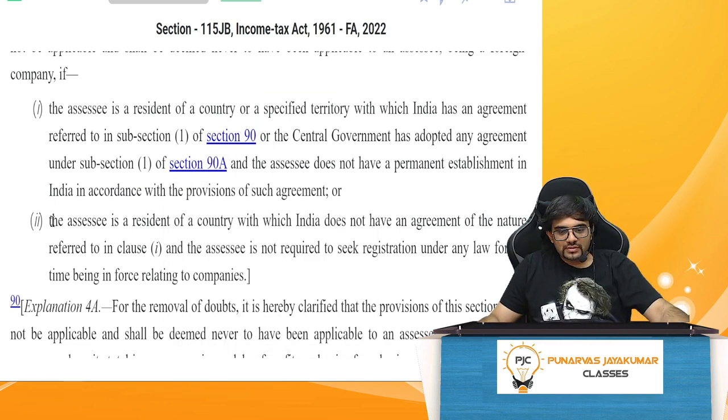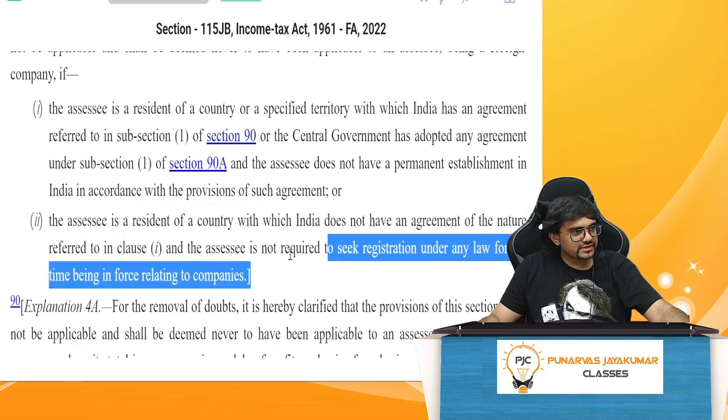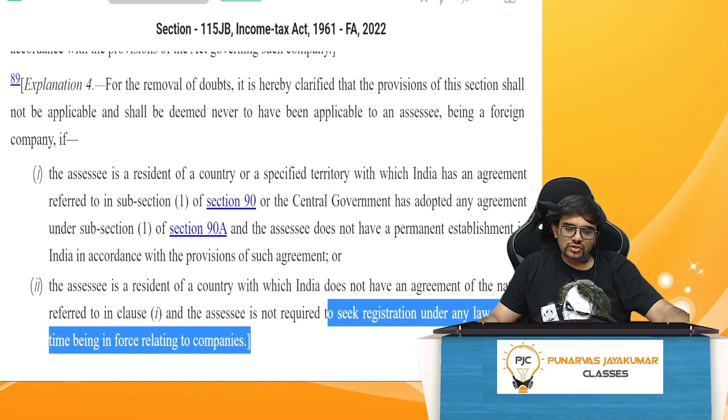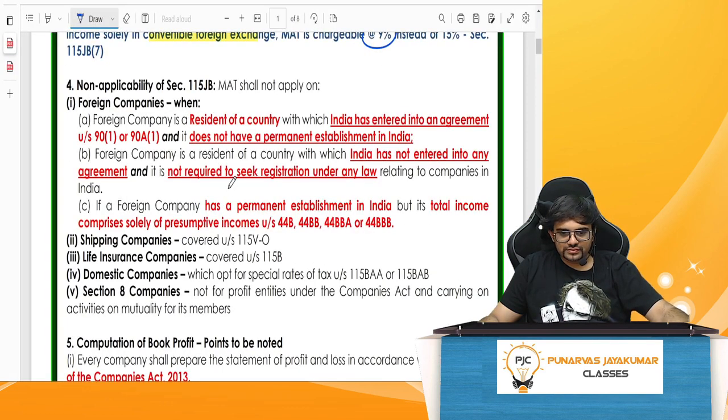And there may be some countries where a foreign company does not even require any registration under the Companies Act. If Tesla, a foreign company, opens a showroom or rather a branch in India, that Indian company requires registration, but Tesla for that matter doesn't require any registration as such. So both combined, check this out.